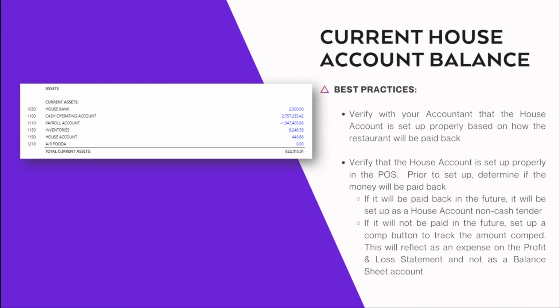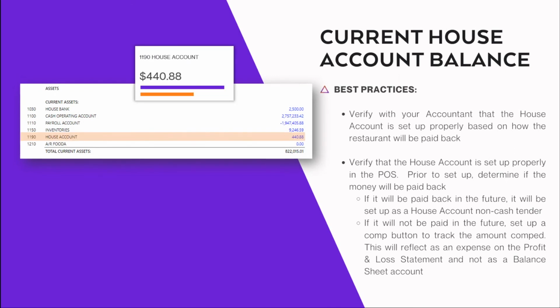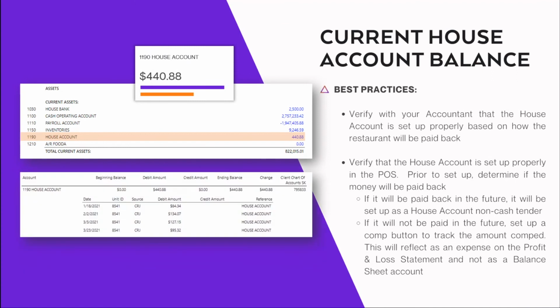Looking at this house account, we can see that it has a balance of $440. When drilling into the trial balance, you can see that while the tender has been used, no payment has been received, and the house account has been used over the course of almost 4 months. At this point, we would need to determine if this is a true house account and establish a payback schedule with our vendor. When setting up the house account, always verify with your accountant that it is set up properly based on how you will be paid back and verify that it is set up properly in the POS.